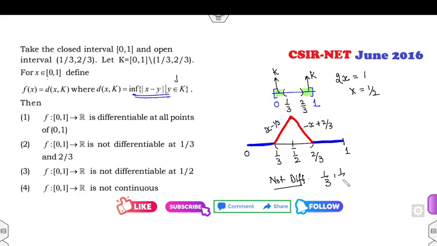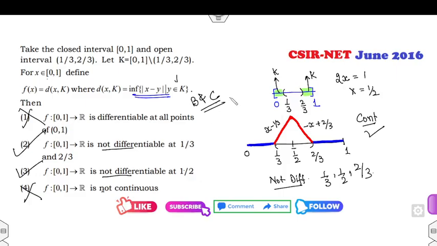So that means you have 3 points at which the function is not differentiable. So look at that. The function is not continuous is wrong, you can see the function is continuous everywhere. The function is not differentiable at 1 by 2, fine. The function is not differentiable at 1 over 3 and 2 over 3, fine. Function is differentiable at all points is the wrong answer. So second and third is my correct answer of this problem.